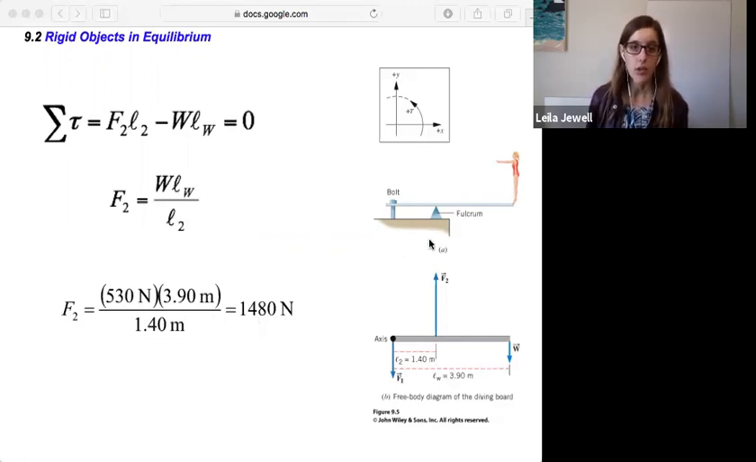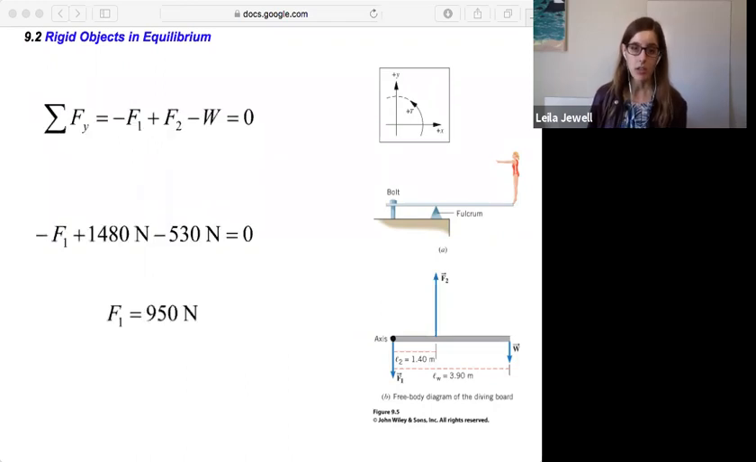So we just found the force of the fulcrum. What about the force of the bolt? Well, at this point, we could either sum up the torques again with a different axis of rotation, or more simply, we can look at the sum of the forces. Right? Remember we saw that F1 is negative, F2 is positive, weight is negative. Well, now we know what F2 is, so we can solve for F1. And we'd find that F1 is equal to F2 minus the weight, which comes out to 950 newtons.